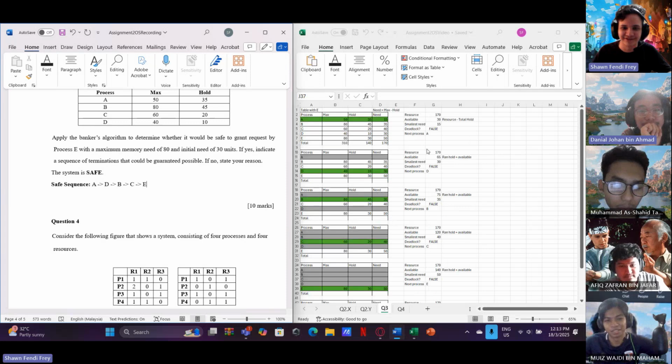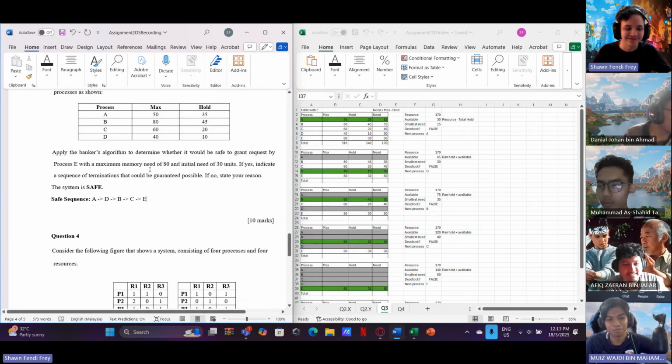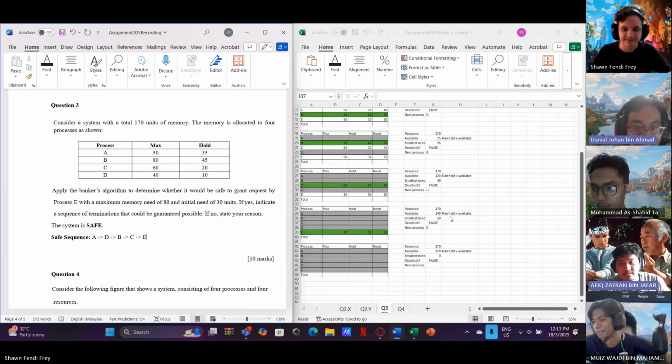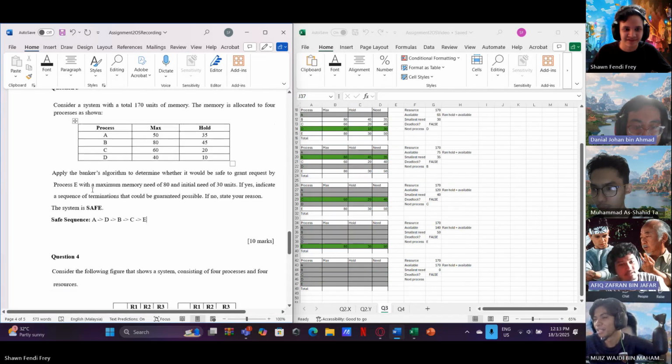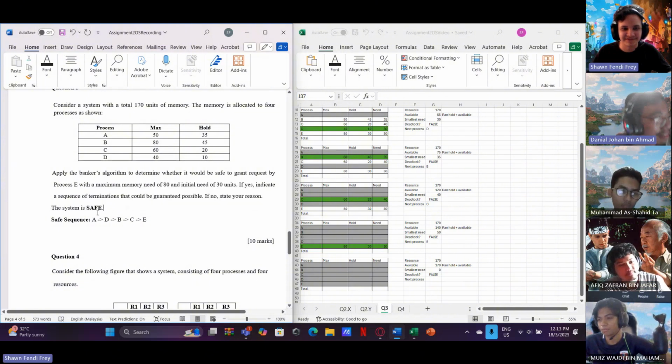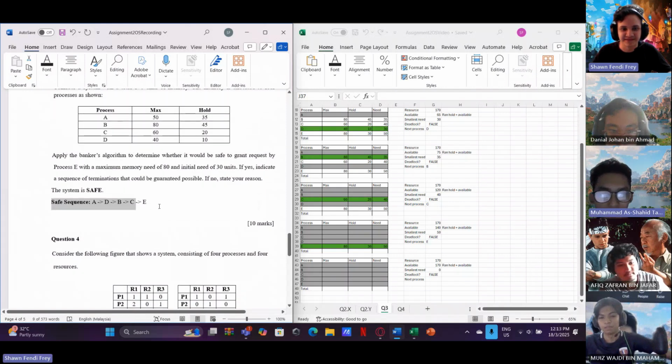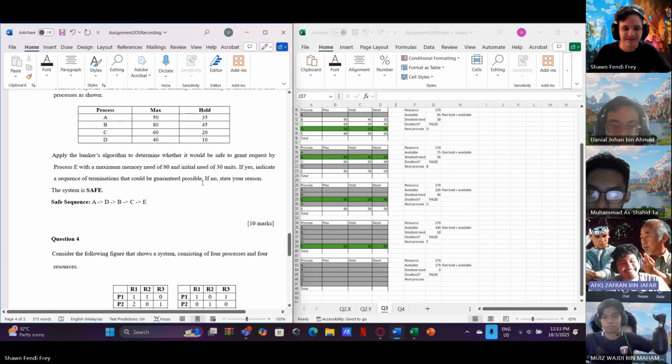This thing is too long, I swear. Yeah, because here we never learn. Because we have a 5 processor. That's why. There's only 4 processors. Oh yeah, there's 5 processors. So the system is safe using Banker's algorithm, and the safe sequence is A, D, B, C, E. It's gonna be alright.